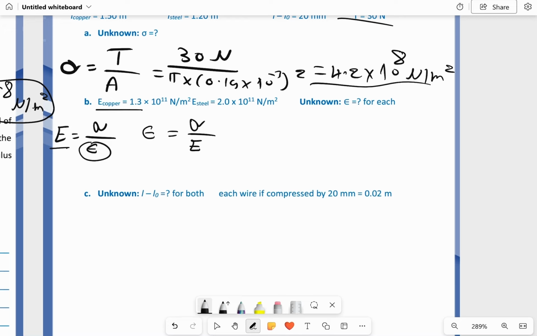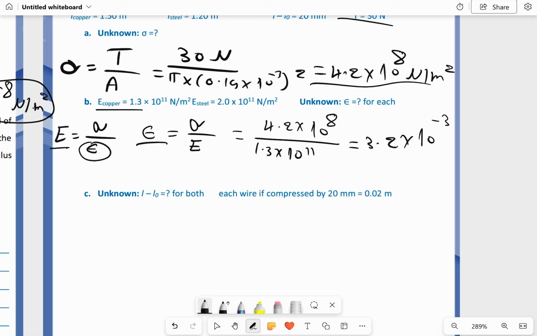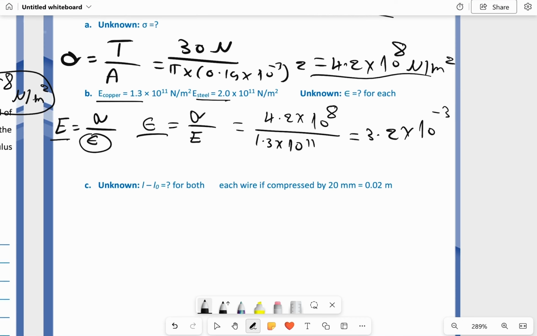For copper, so you'll say what? 4.2 times 10 to the power of 8 divided by 1.3 times 10 to the power of 11. Then divide this and you'll get 3.2 times 10 to the power of minus 3. This is strain, so it's unitless. Do this for steel too. This is for copper. For steel, it's the same thing.